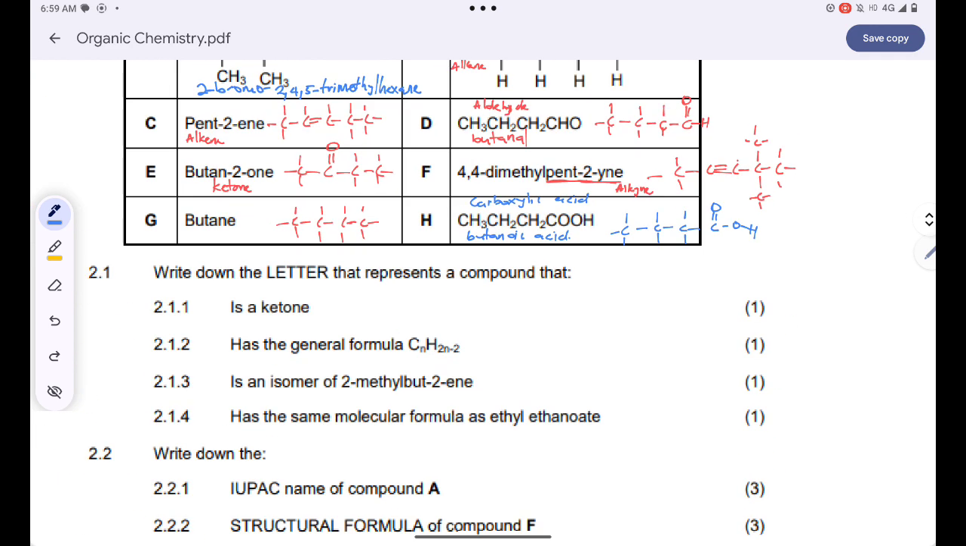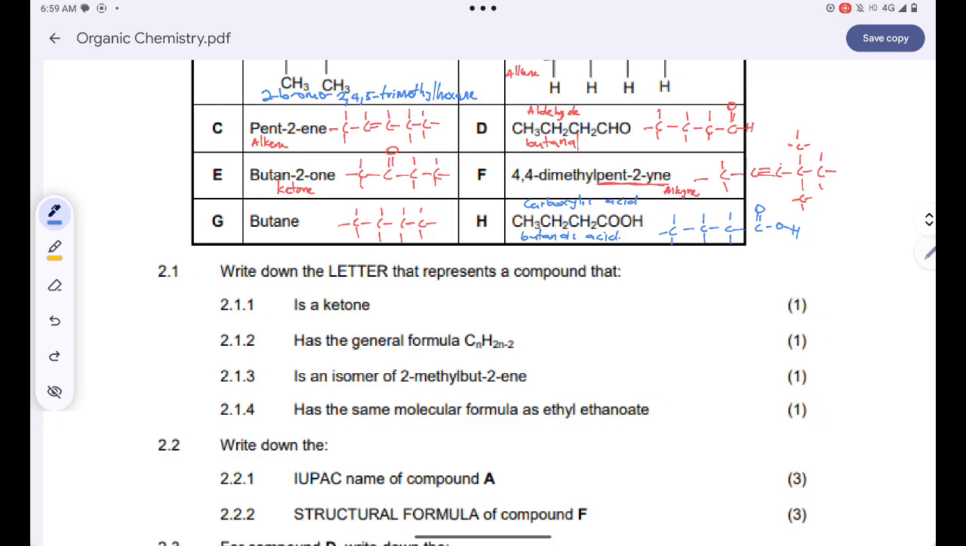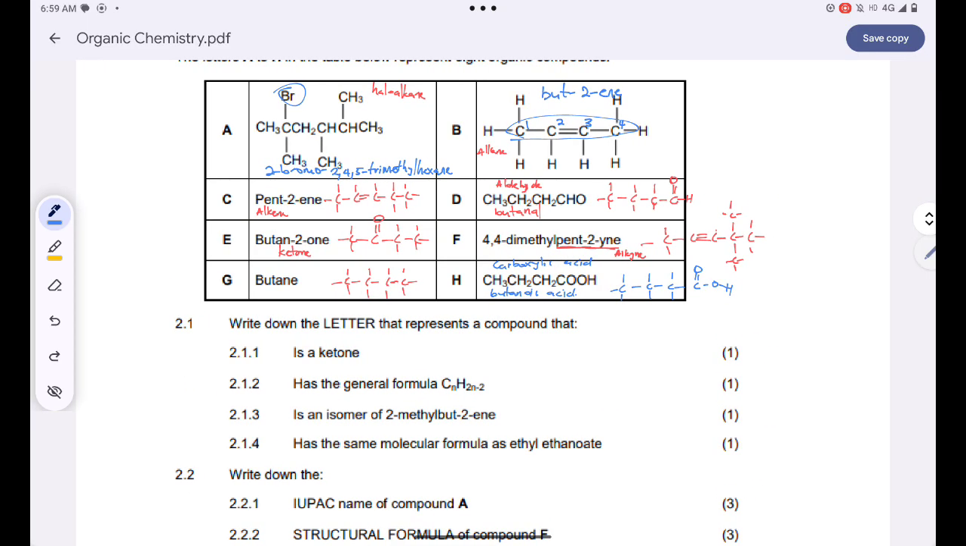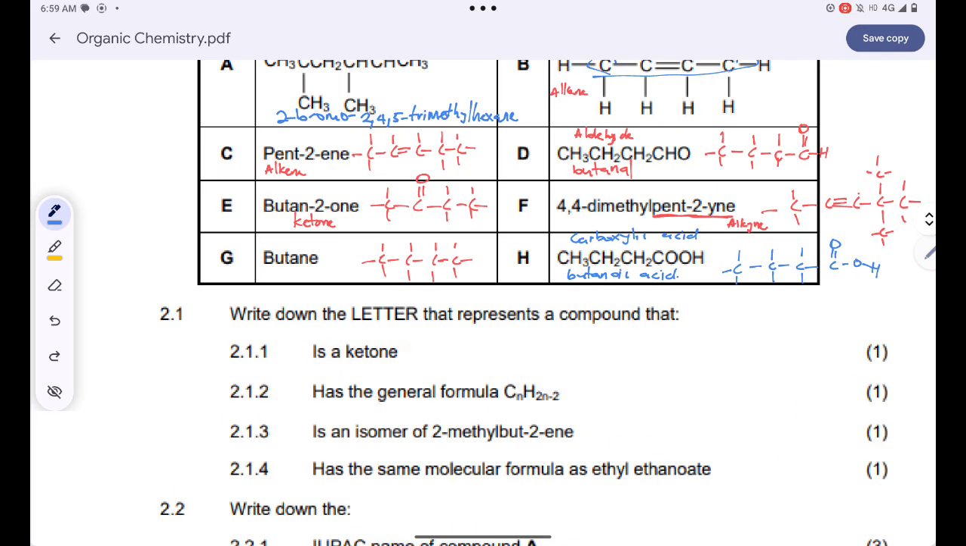It's butanoic acid. Okay, now let's answer the questions, guys. We must write down the letter that represents a ketone. We said a ketone is compound E. That has a general formula of CnH2n-2. This is the general formula for alkynes. And our alkyne is just compound F.